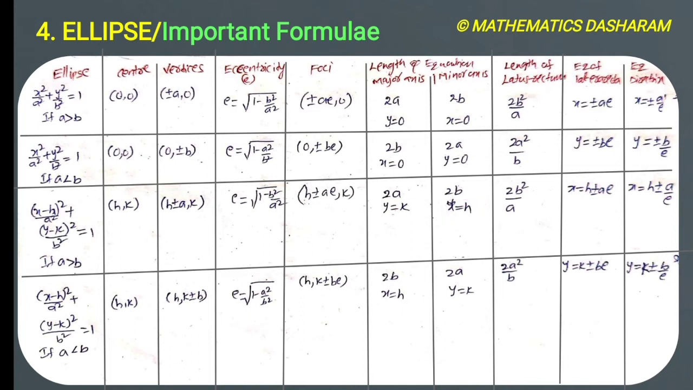Next, the length of the latus rectum is the same as for a greater than b. The equation of the latera recta is x equals h plus or minus ae, and the equation of the directrix is x equals h plus or minus a by e. Next, the fourth one is if a is less than b, so the same center, with some changes in the values. So this is a very important table for solving the problems from the exercise.